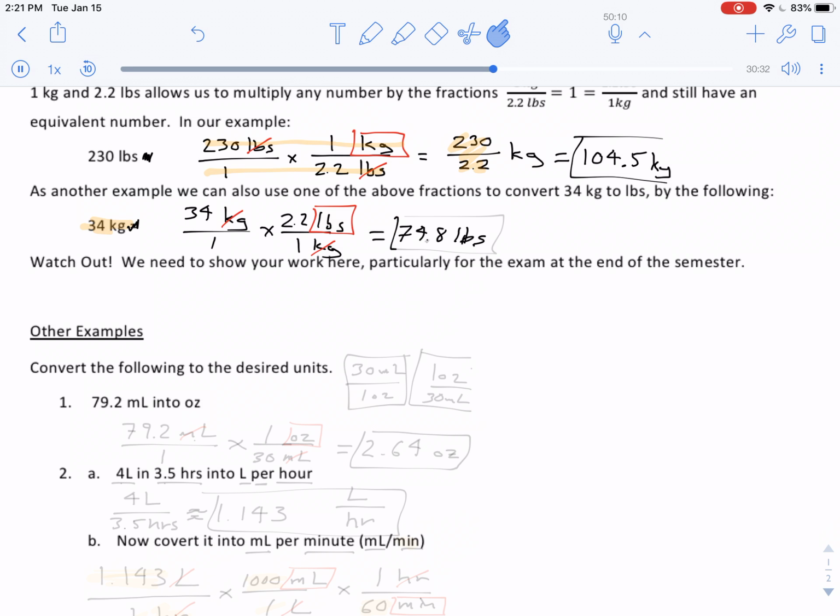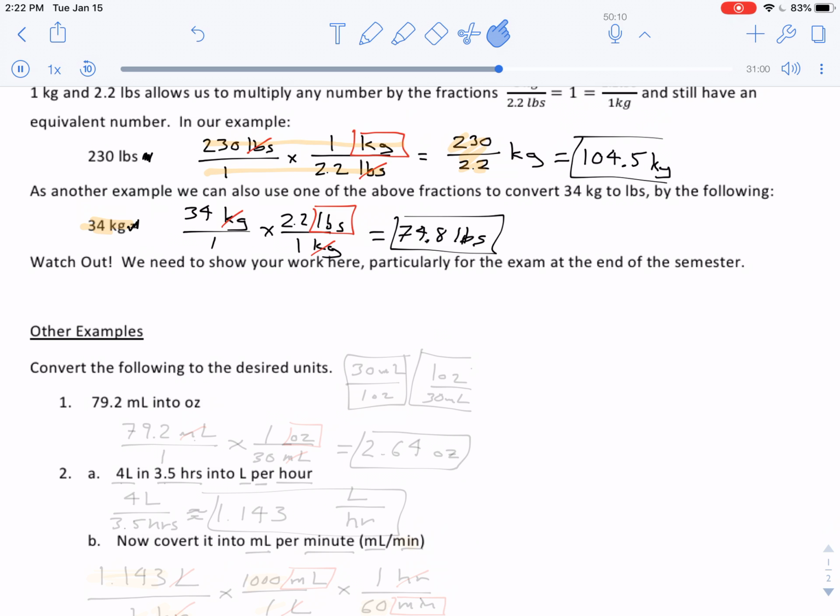There we go. So as the answer, always write those units and round appropriately. But my problem actually gave me 74.8, which was the appropriate rounding already. So watch out, show your work, right? Particularly for the exam at the end of the semester. That's what the instructors told me. So let's go through some more examples, and then I'll give you some to do.